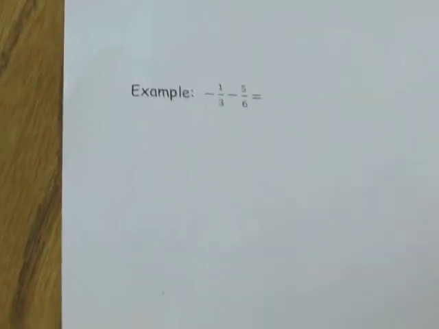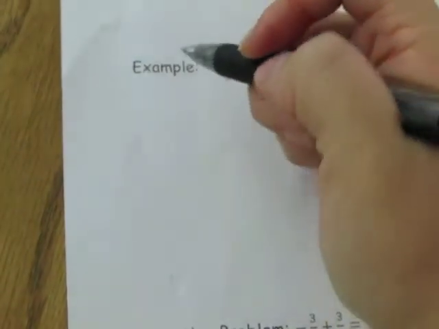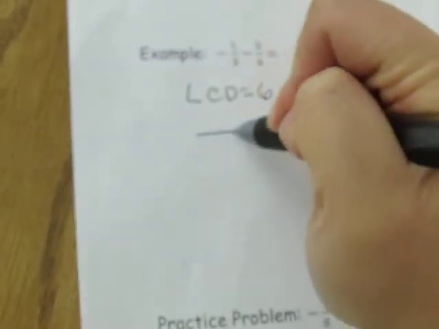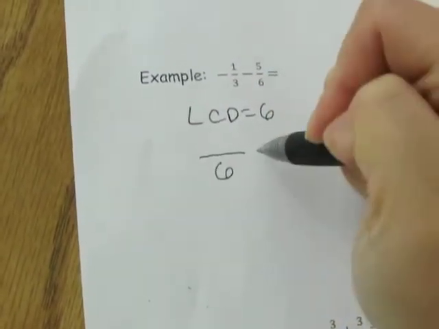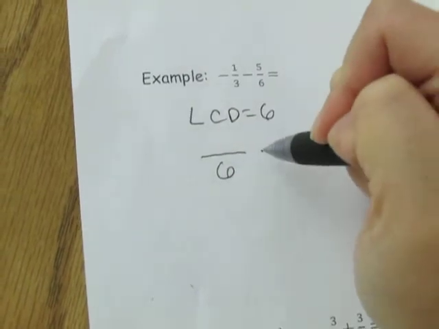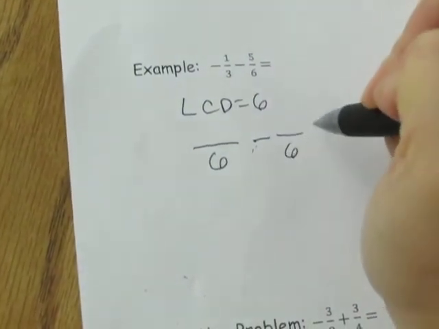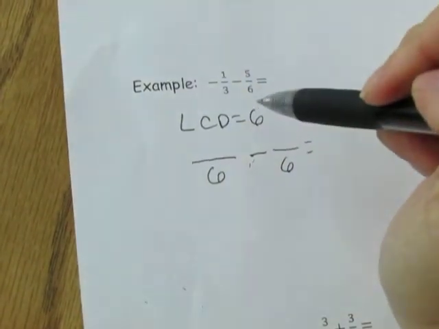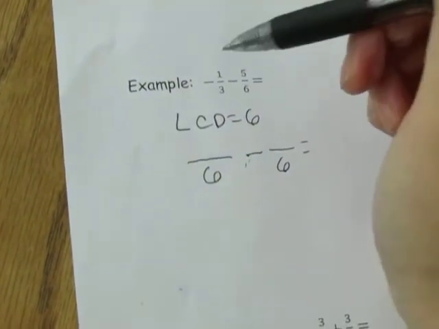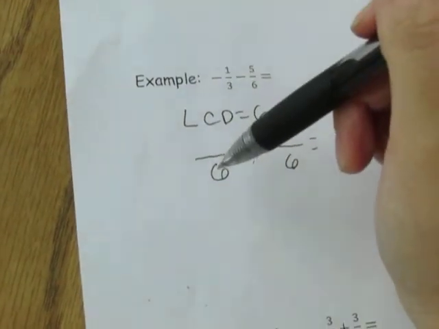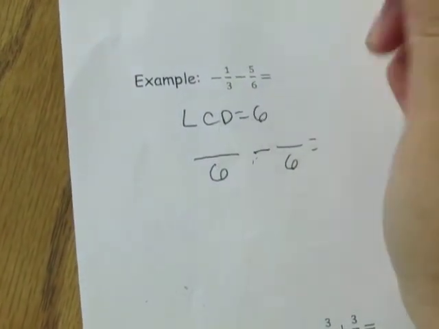Let's just do one more so that way we're absolutely clear on the process. We have negative 1/3 minus 5 over 6. Let's find my LCD. My LCD is 6. Okay, I'm going to rewrite my fractions. Now, when I'm rewriting my fractions, if one of my fractions is negative, you got to carry down the sign, so don't drop the negative signs.